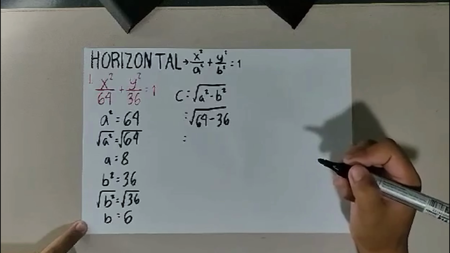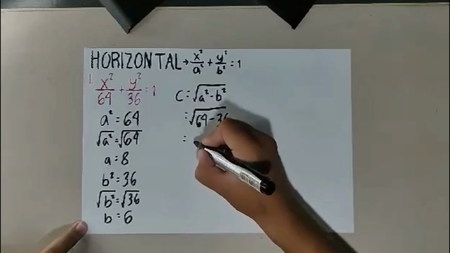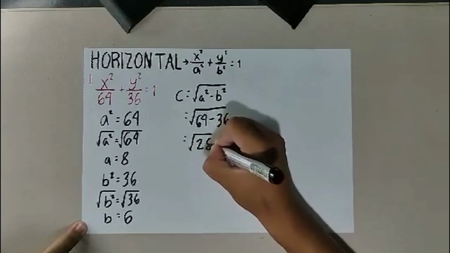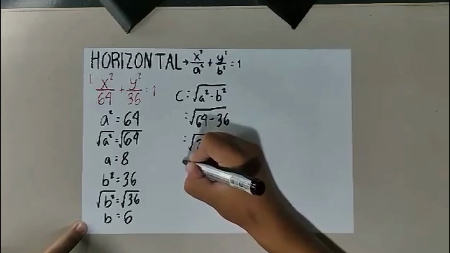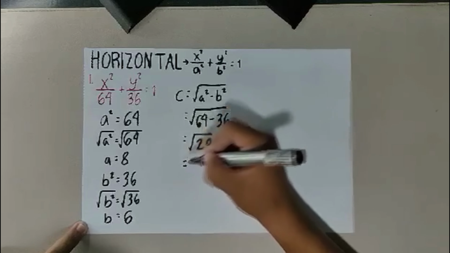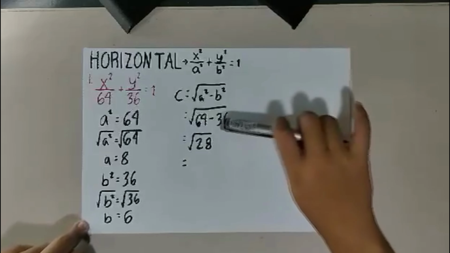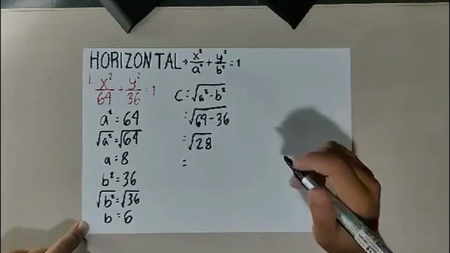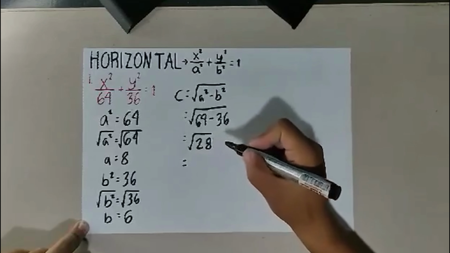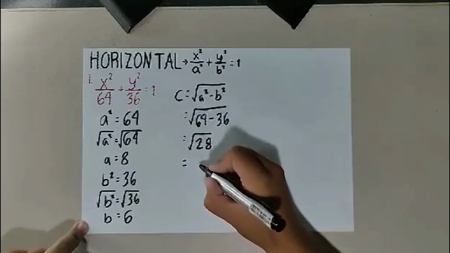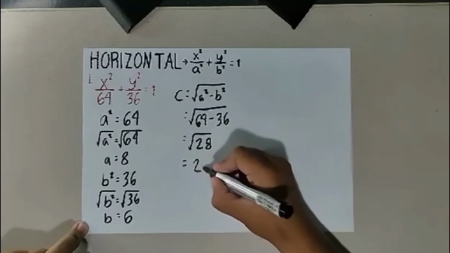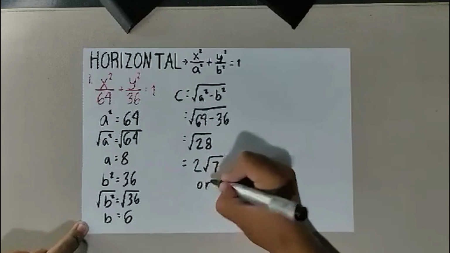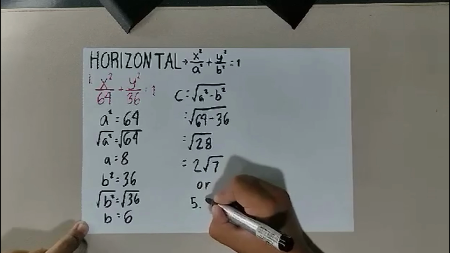64 minus 36 is equal to 28. After subtracting 64 and 36, we will now square root 28. The square root of 28 is 2 square root of 7, or 5.3.